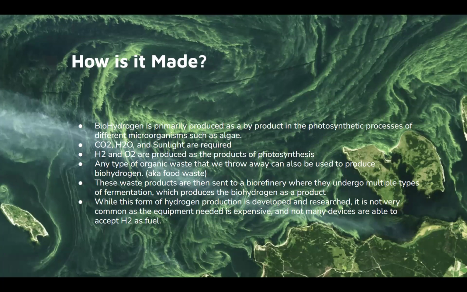Any type of organic waste that we throw away, like a banana peel or an old apple, can also be used to produce biohydrogen, except instead of photosynthesis, like the algae, we use fermentation in biorefineries. And this can occur in different types of fermentation, but essentially it's a similar process to cellular respiration, and the byproducts result in an excess of H2, which then can be converted into fuel.